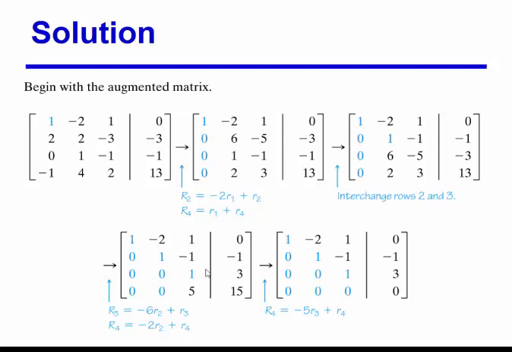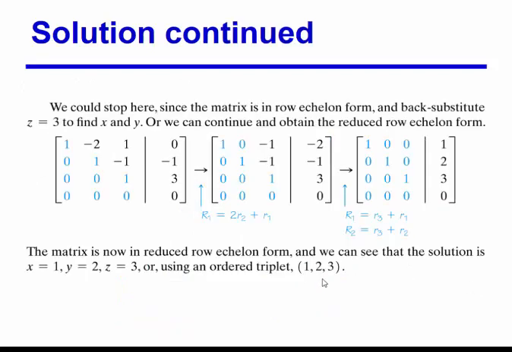To get to this matrix here, R3 is going to be negative 6 times R2 plus R3, from this one to get here, and also this row operation for R4. And then for the last one, R4, we do these row operations to get this row echelon matrix. So we can stop here since the matrix is in row echelon form and back substitute z equal to 3 to find x and y.